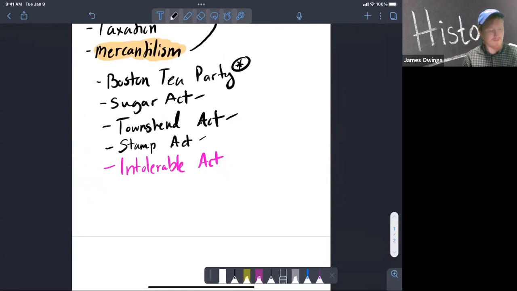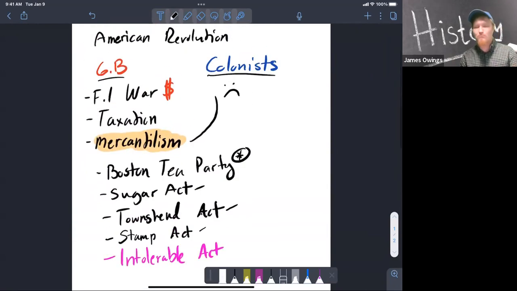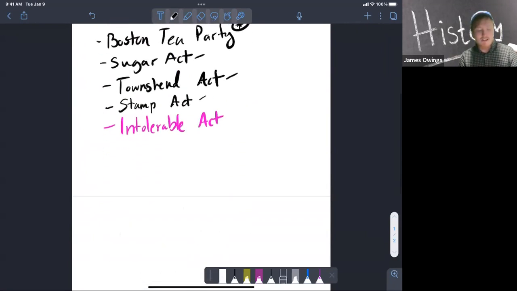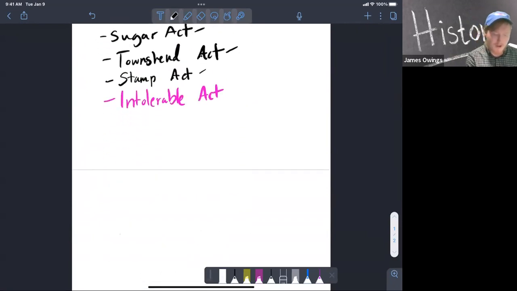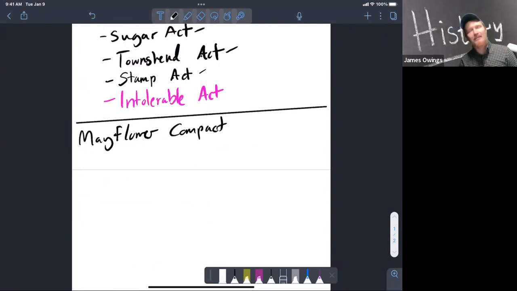I do want to mention a few other significant documents you will probably see on the test besides just the Great Britain colonists period. There's a few things that we need to talk about. A couple of them I'm going to mention are the Mayflower Compact. You will see this on the test. 1620 Mayflower Compact.